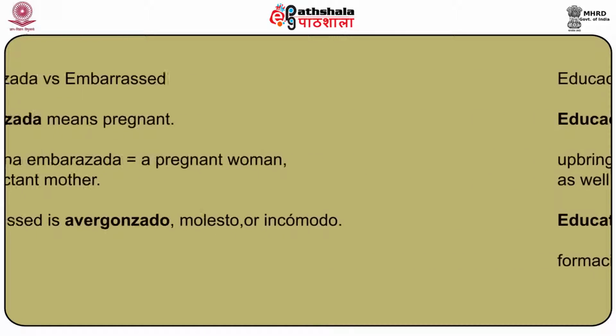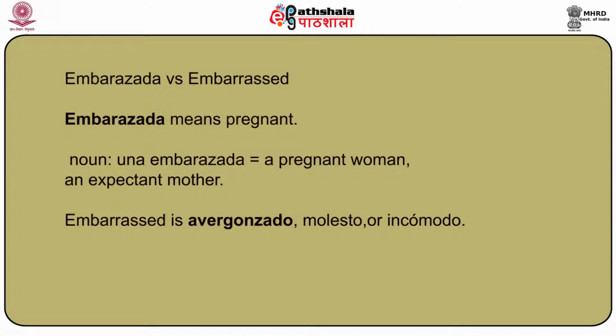Another major problem that is faced is with the verbs embarazada versus embarrassed. Embarazada means pregnant. It can also be a noun, una embarazada, a pregnant woman, an expectant mother. Embarrassed in Spanish is avergonzado, molesto, or incómodo. So, if you are embarrassed, in Spanish you are to use avergonzado, molesto, or incómodo. Estoy avergonzado, estoy molesto, estoy incómodo. Embarazada only a woman can use for the time when she is pregnant. Estoy embarazada.